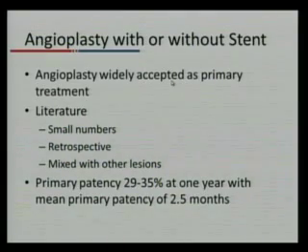So for the last 3 decades, there's a lot of literature on angioplasty. Okay. It seems to be the main accepted primary treatment for a swollen arm in the setting of a vascular access. But there's lots of literature, but small numbers of patients. Most of it is retrospective. Other lesions are mixed. So in general, the primary patency for angioplasty is 29 to 30%.